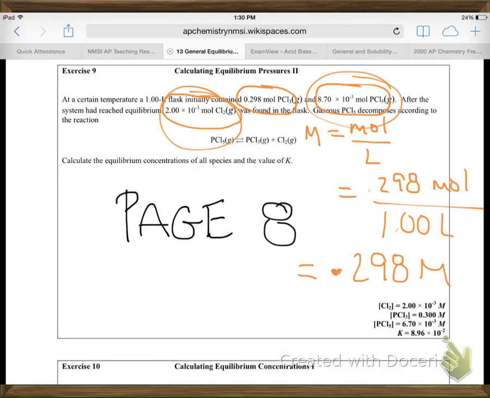So, in your space, I'm going to open up a new page in the video, and what I want you to do is follow along. You might need another sheet of paper, or you could just follow along on exercise 9 below.